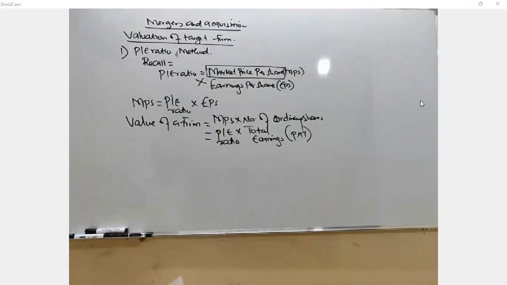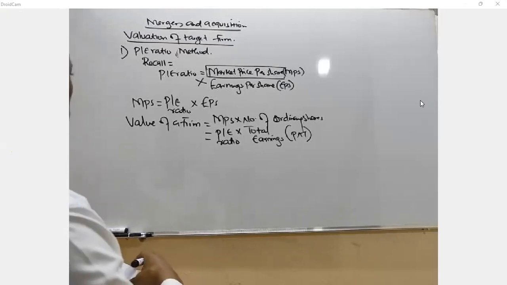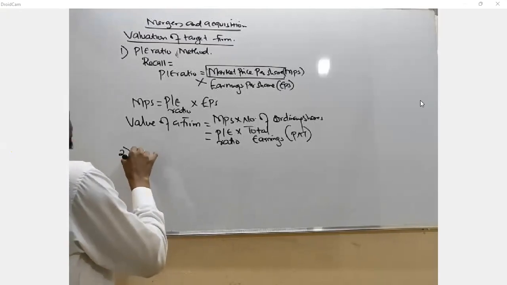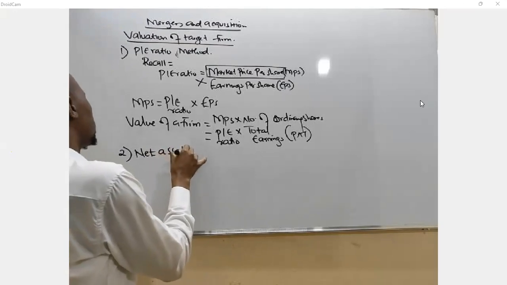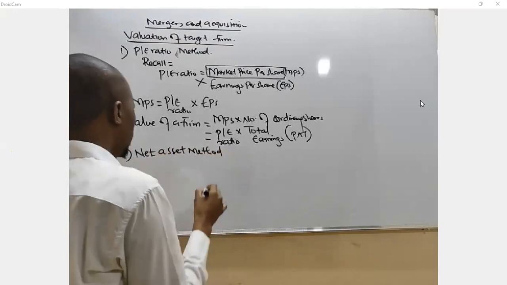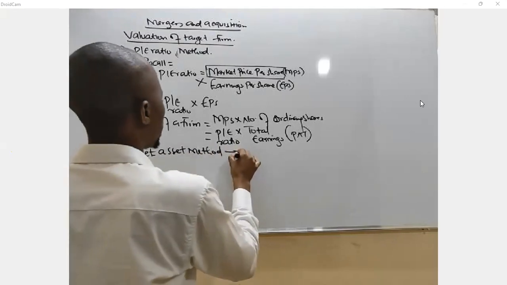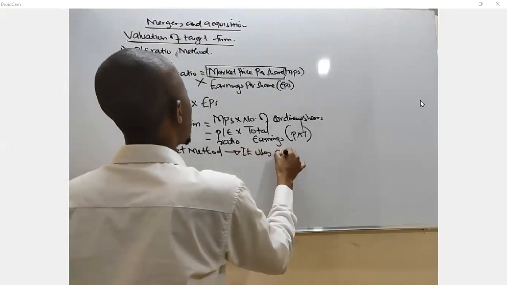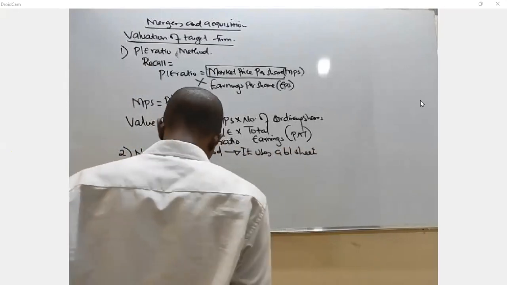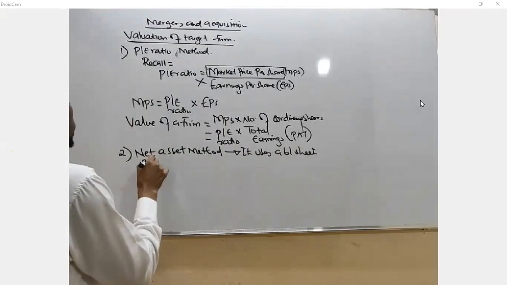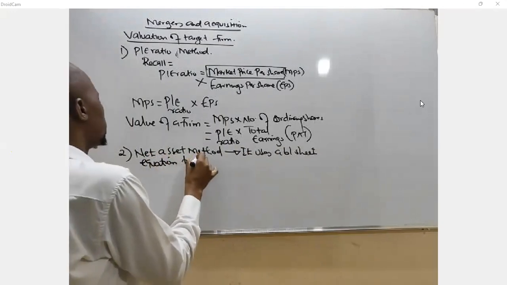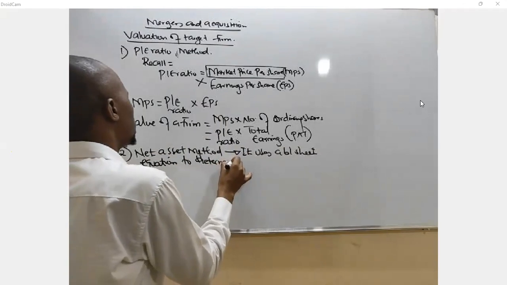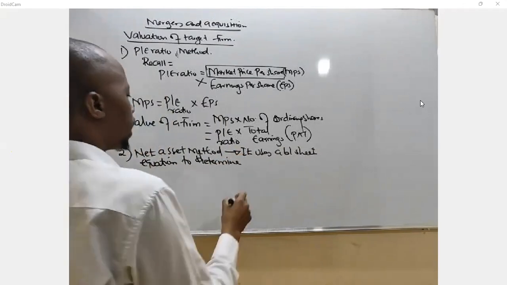Secondly, we can use a method we used in the valuation of ordinary shares under the valuation concept in finance. We used to call it the net asset method. Number 2, the net assets. We said it uses a balance sheet equation or formula to determine the value of equity.